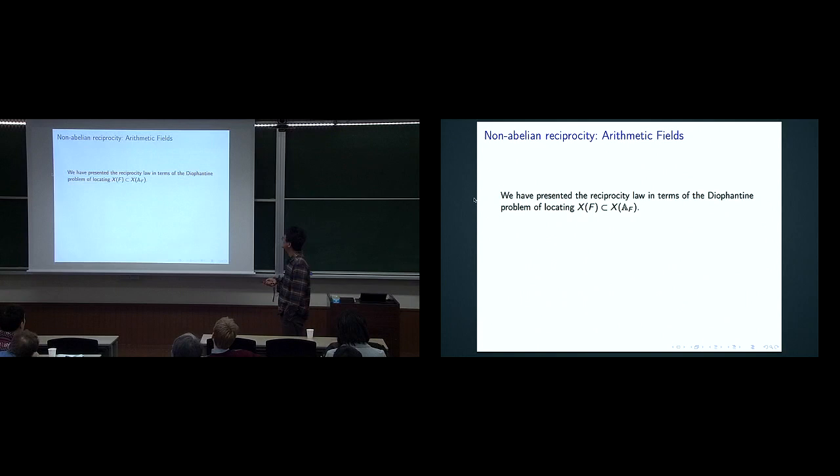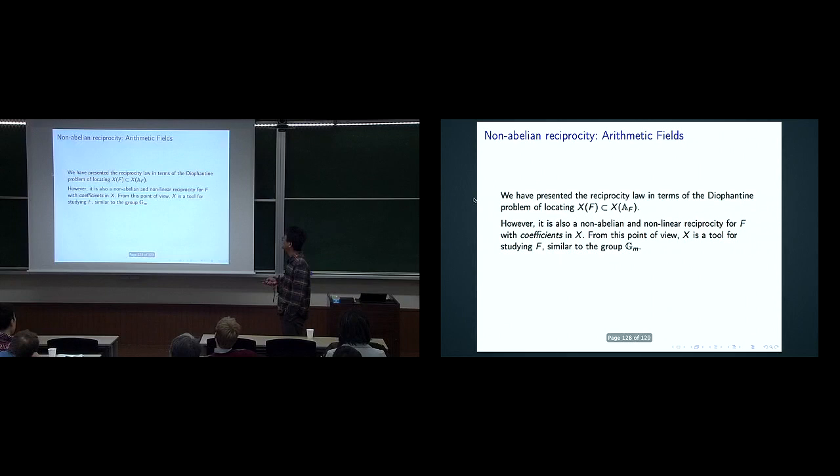So in particular, we can view the non-abelian reciprocity law that I stated as simply being a reciprocity law for the field F with coefficients in the curve X. Here we're just changing the coefficient for the reciprocity law, generalizing the usual coefficient G_m that goes into the abelian one. So here, X really is a tool in some sense. We can view X as being a tool for studying F. It just allows us to formulate different reciprocity laws that give us information.